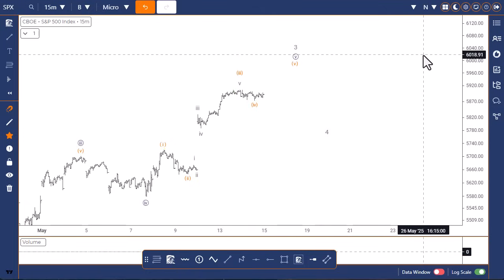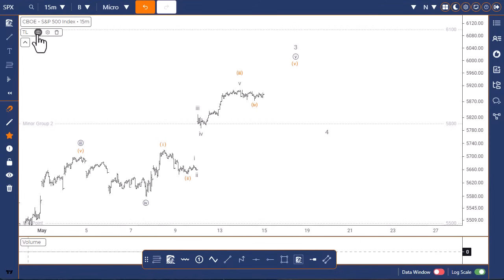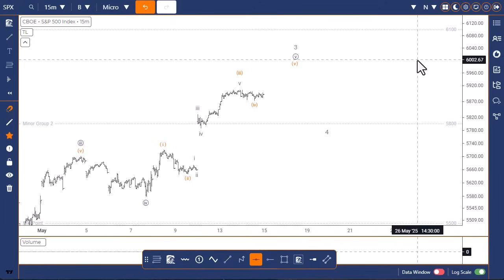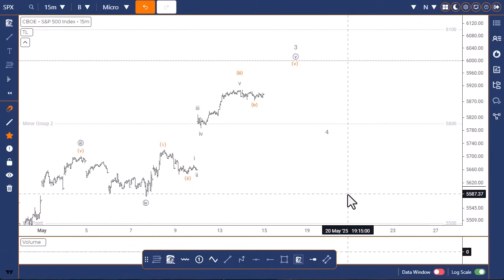So the levels to the upside here would put us in at the closest largest number to the upside, which is the 6,000 area there, so that's a likely sort of target at that point.